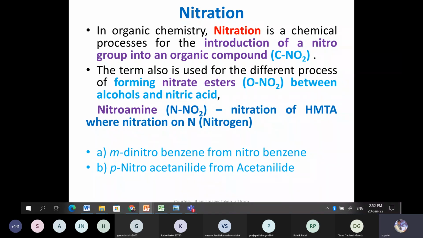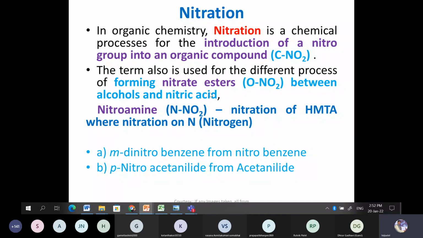In organic chemistry, nitration is a chemical process for the introduction of a nitro group into an organic compound. Here we are introducing a nitro group on carbon. That's why it is known as C nitration. Other types of nitration are also available, called O nitration and N nitration. But right now we are not going to talk about O nitration and N nitration. We are going to talk about only C nitration.